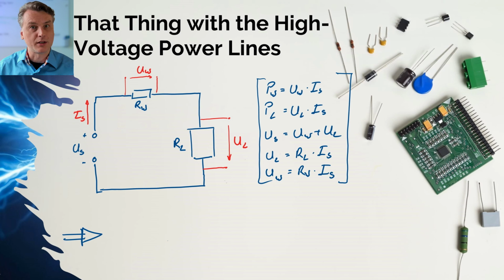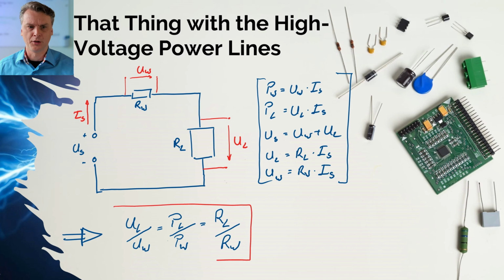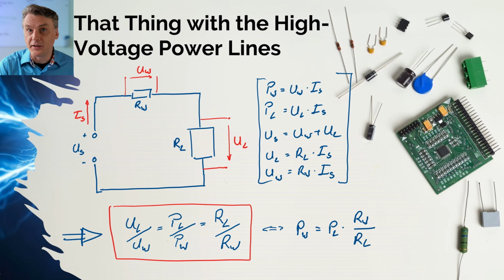First of all, look at the first two equations. You can see that the ratio of the voltage drops is equal to the ratio of the power drops. Fine, nothing spectacular. That's also equal to the ratio of the resistances from the last two equations. So that's interesting. The power ratio is the same as the resistance ratio. Oh, wait a second. That means that the power loss in the wire is proportional to the power loss in the load, but also multiplied by the ratio of the resistances.